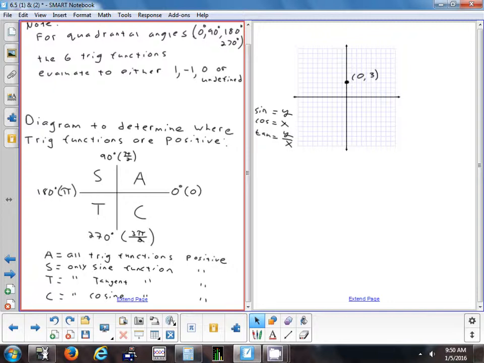Right, so I don't know if you're going to see this diagram in the homework tonight, but we're going to be mentioning it quite a bit as time goes on. Okay, and that also finished up chapter 6. Out of our 3 chapters on trig, that was the first one.